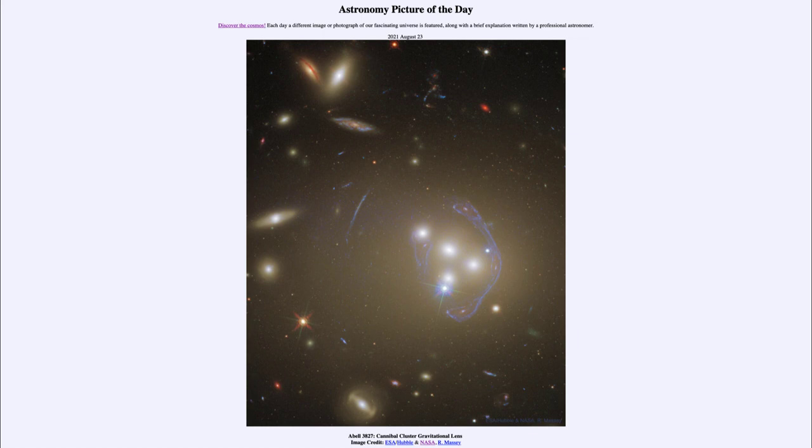So that was our picture of the day for August the 23rd of 2021. It was titled Abell 3827 Cannibal Cluster Gravitational Lens.